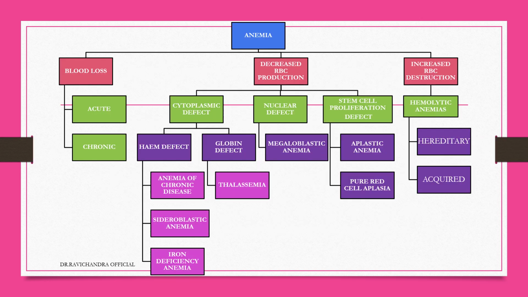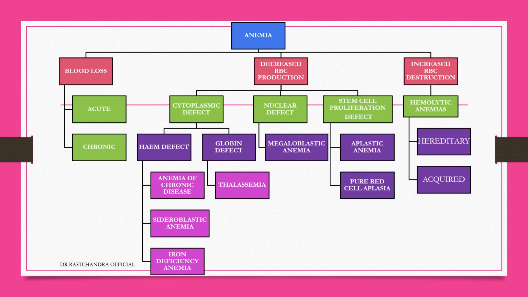Anemia is broadly divided based on the cause: blood loss, decreased RBC production, and increased RBC destruction. Anemia due to blood loss is further classified into acute anemias and chronic anemias. Anemia because of decreased RBC production is further subclassified into cytoplasmic defects, nuclear defects, and stem cell proliferation defects.